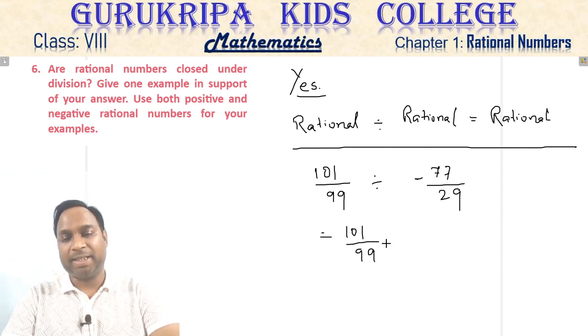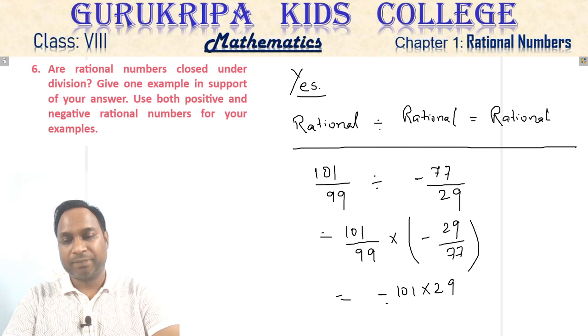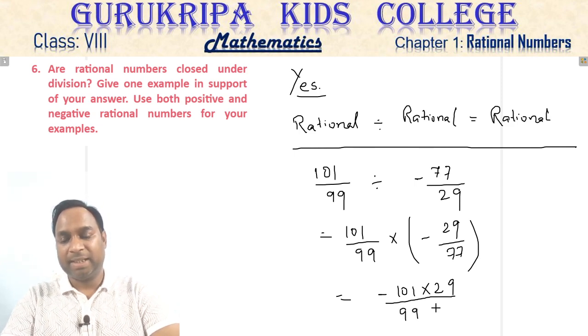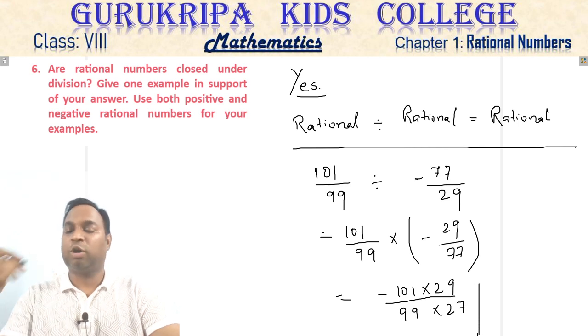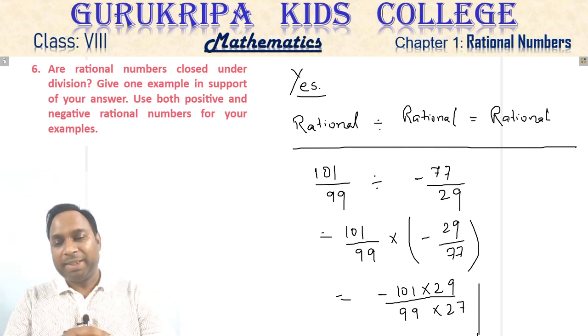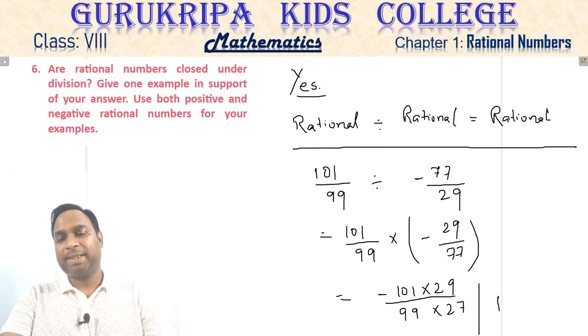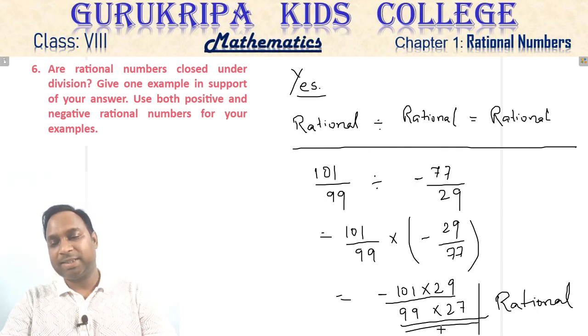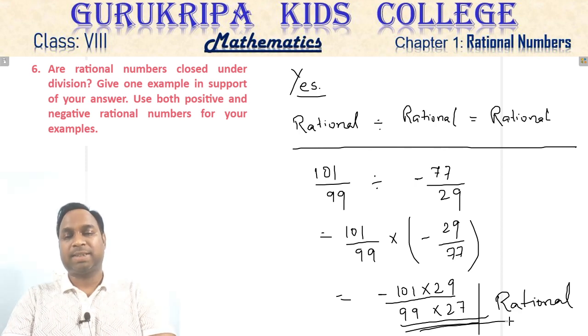101 divided by 99 into minus of 29 divided by 77. So what will you get? Minus 101 into 29 divided by 99 into 77. Okay, I have taken this complicated example just to illustrate that we don't need to multiply here. We just need to say that this is a rational number. In this form, it is sufficient that we can tell this is a rational number. Numerator is an integer, denominator is an integer. So this is a rational number now. That's okay.